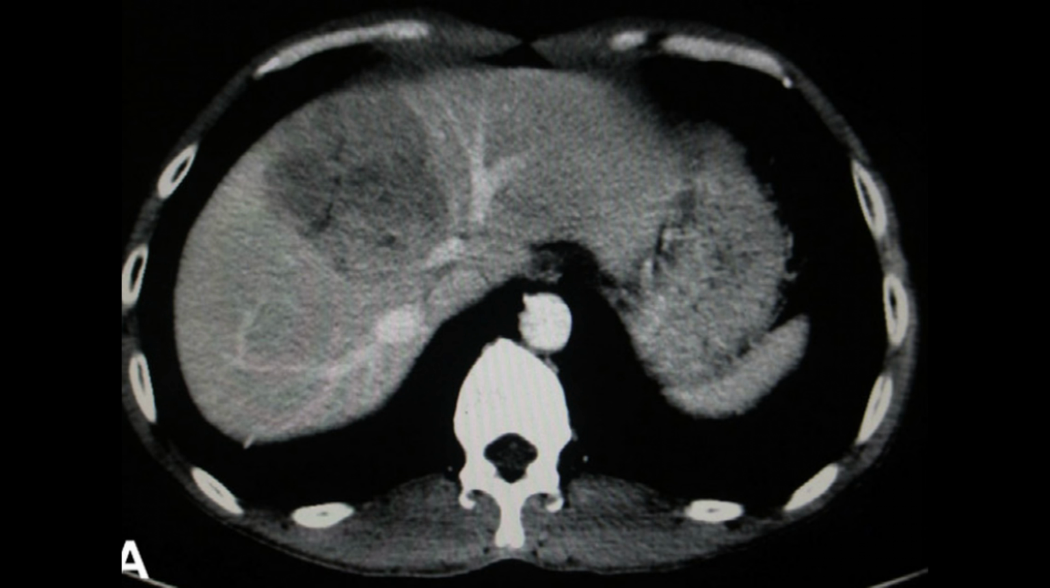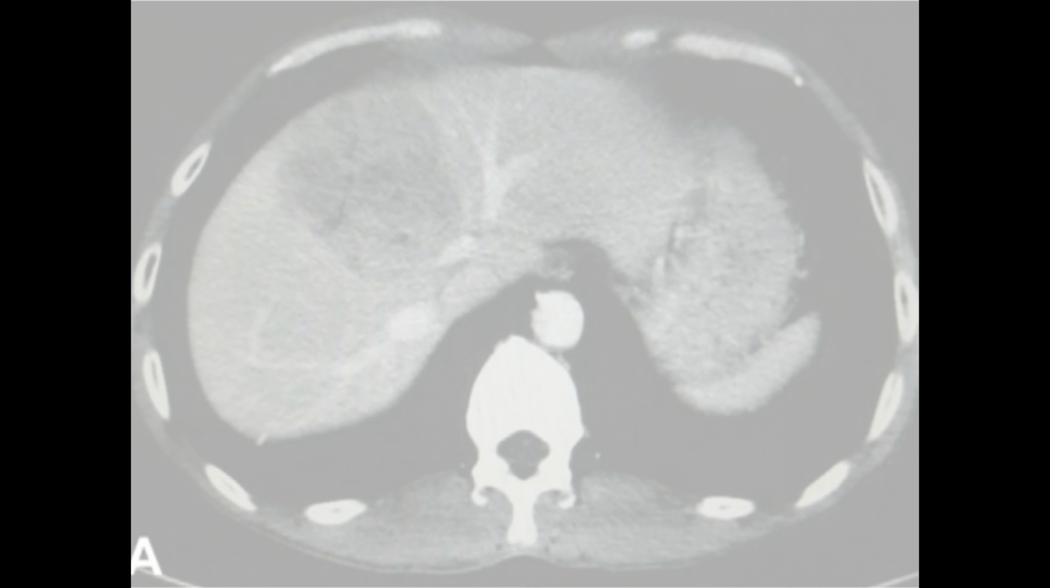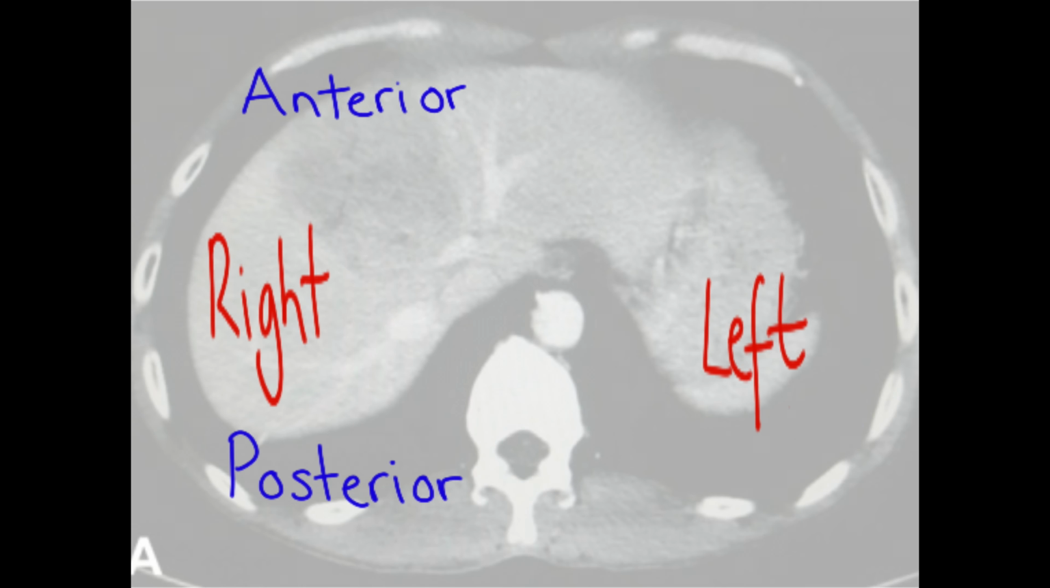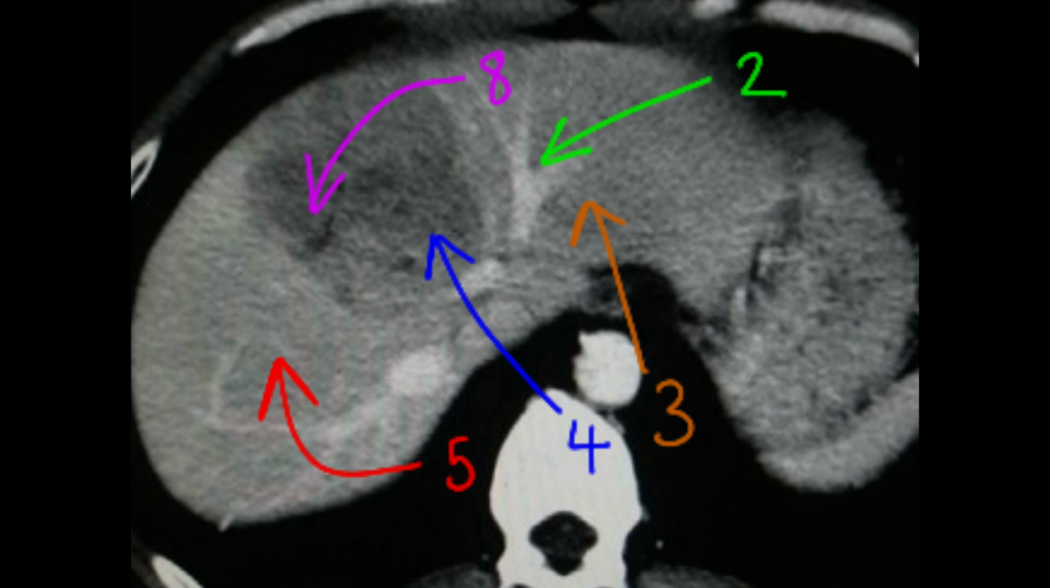This is the scan of the patient's liver. It's taken from the transverse, or axial, plane. Here are the left and right, and the anterior and posterior sides. It's divided into 8 segments numbered 1 to 8.